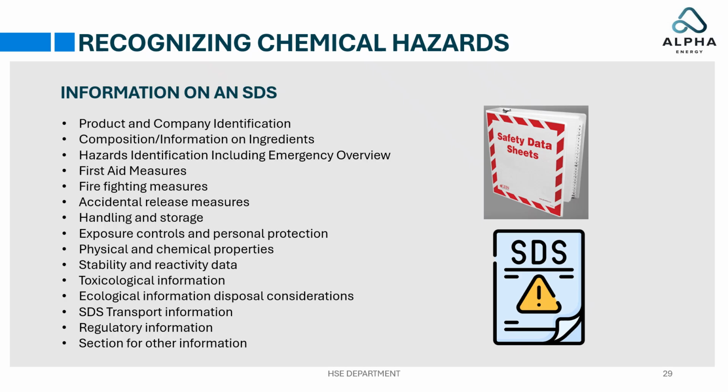Information on an SDS includes the following: product and company identification, composition information on ingredients, hazards identification including emergency overview, first aid measures, firefighting measures, accidental release measures, handling and storage, exposure controls and personal protection, physical and chemical properties, stability and reactivity data, toxicological information, ecological information, disposal considerations, transport information, regulatory information, and a section for other information.